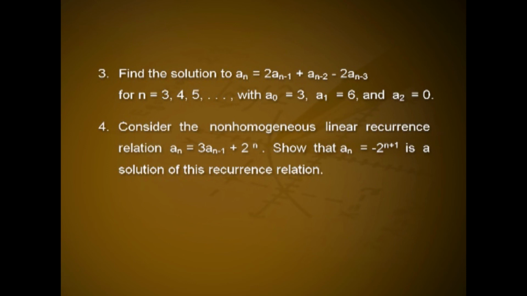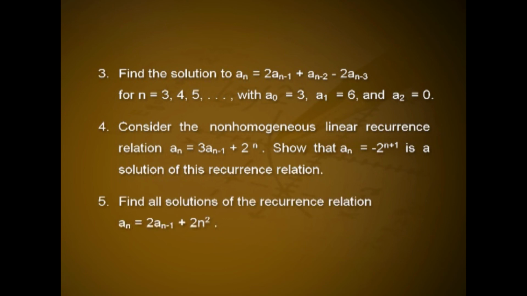4. Consider the non-homogeneous linear recurrence relation a n is equal to 3 into a n minus 1 plus 2 raised to n. Show that a n is equal to minus 2 raised to n plus 1 is a solution of this recurrence relation. 5. Find all the solutions of the recurrence relation a n is equal to 2 into a n minus 1 plus 2 into n square.